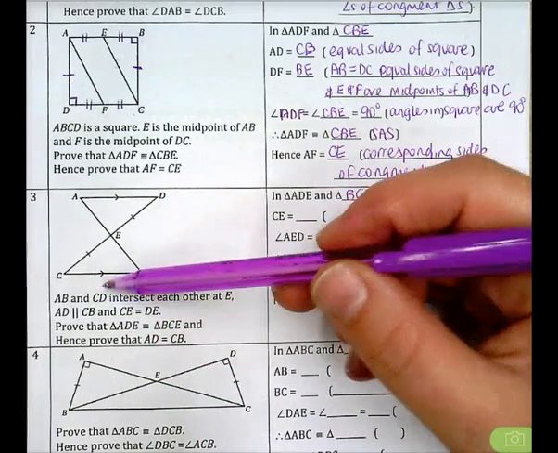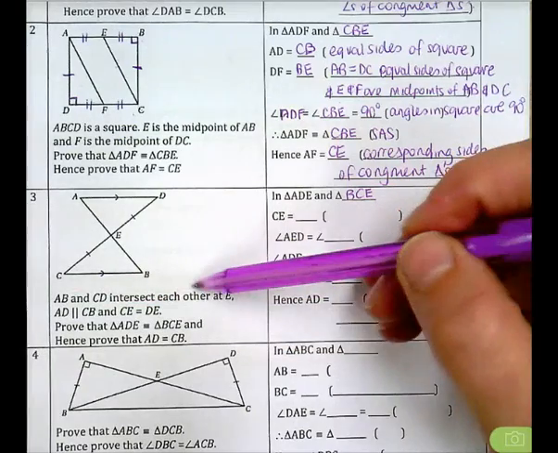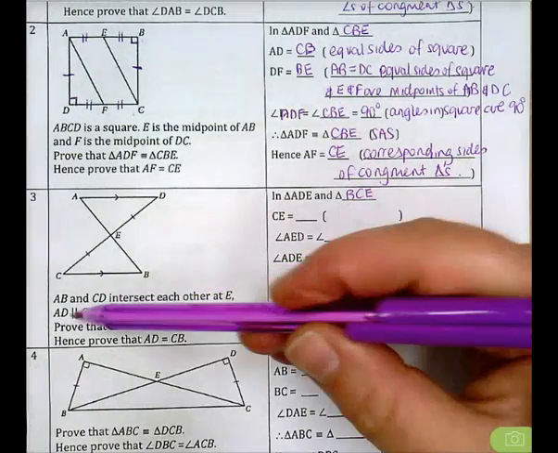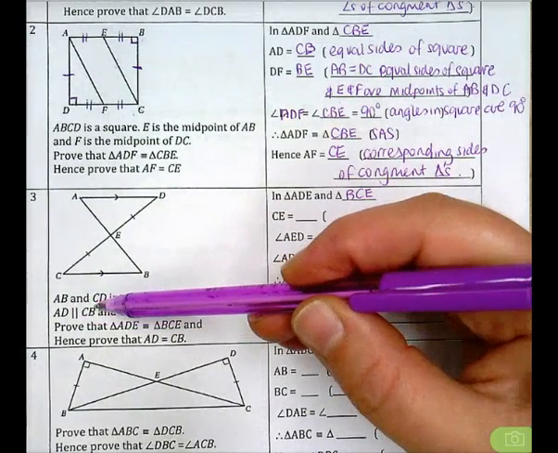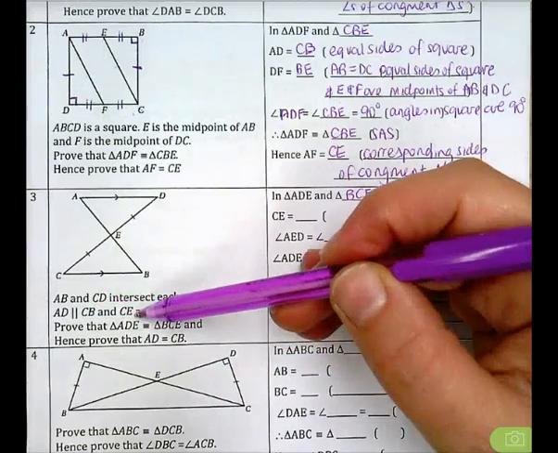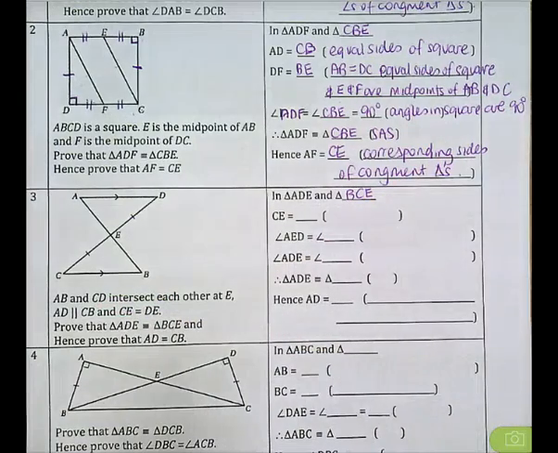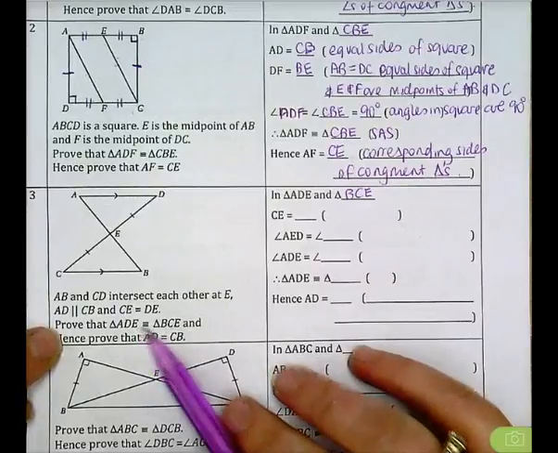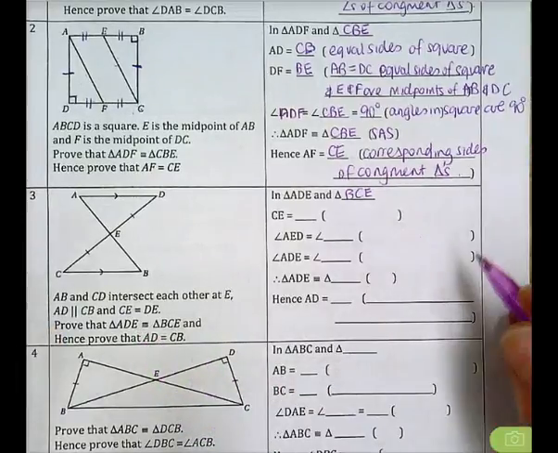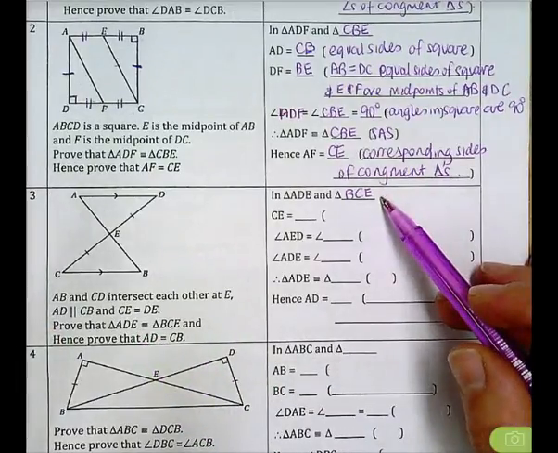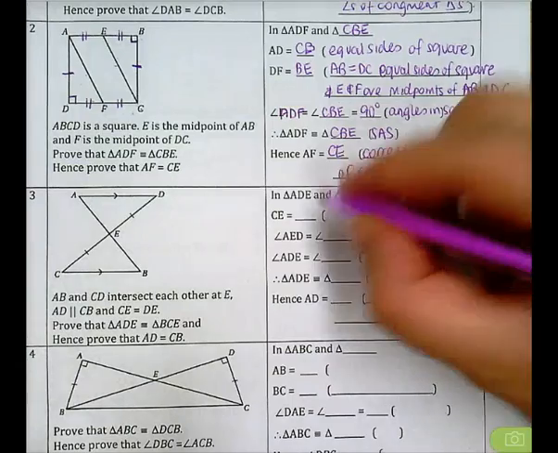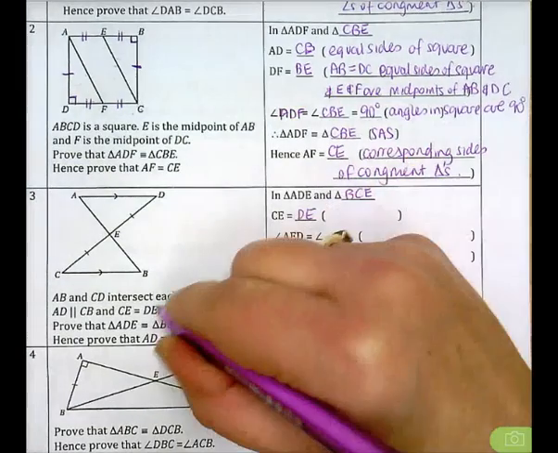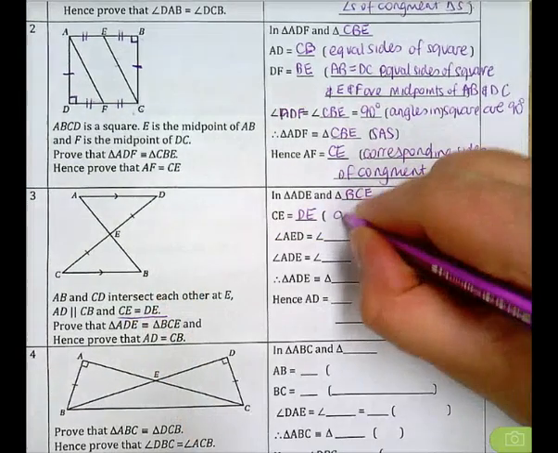It tells us that AB and CD intersect each other at E. We're also told that AD is parallel to CB. We're also told that CE equals DE. So you have to prove that these two triangles, ADE and BCE, are congruent. So let's start with our first step, identifying the triangles. Next step, CE equals DE. Now that was definitely given here, so we can write given.